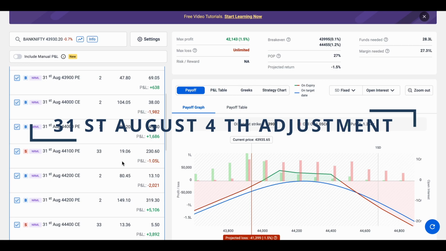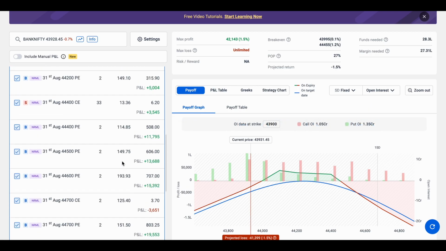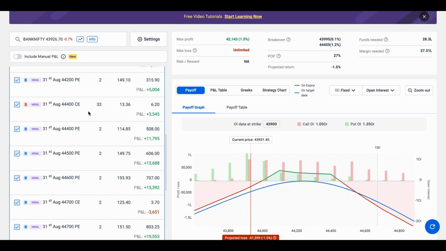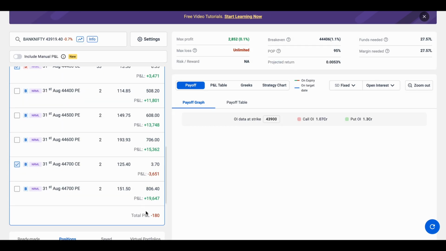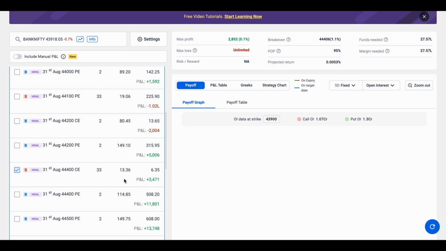Okay, this is a status update. The market has actually gone down even lower than that. Because of that, I have to do my adjustment on the call sell position, which is around 6 rupees right now. So let's do the adjustment. After the adjustment, I'm almost making a loss of 180 rupees, and let's exit these positions.